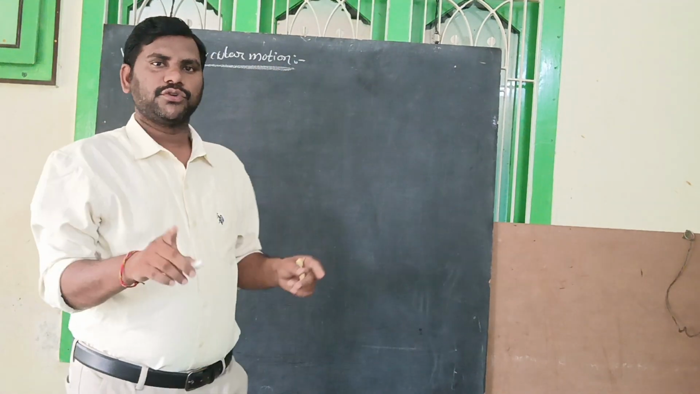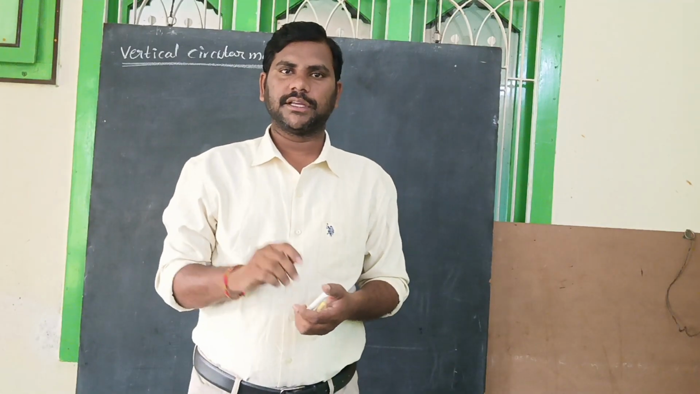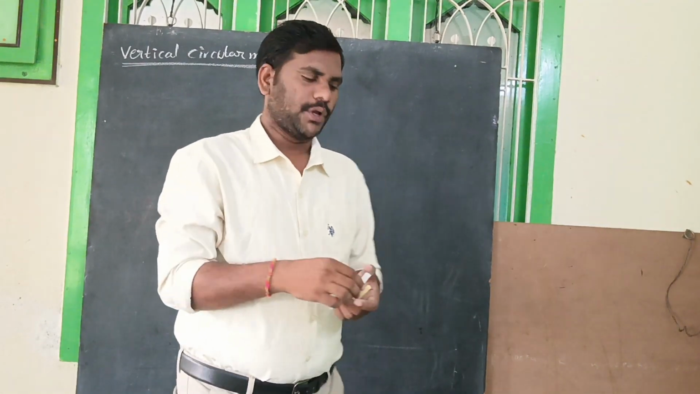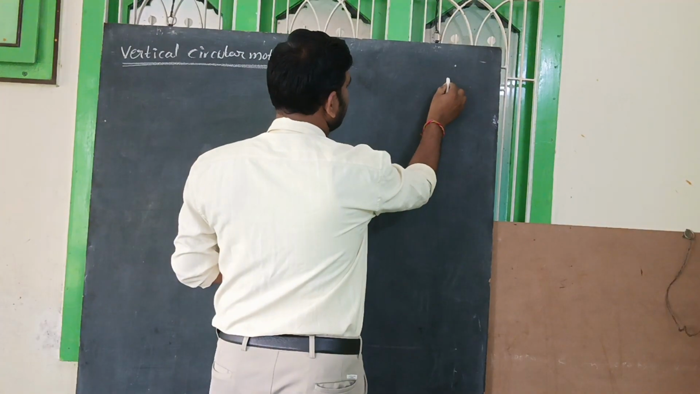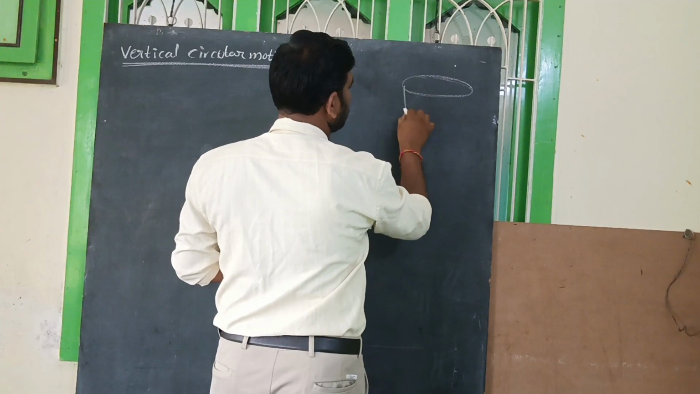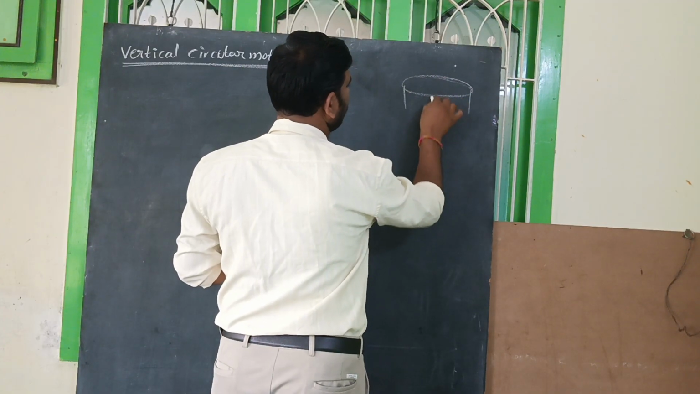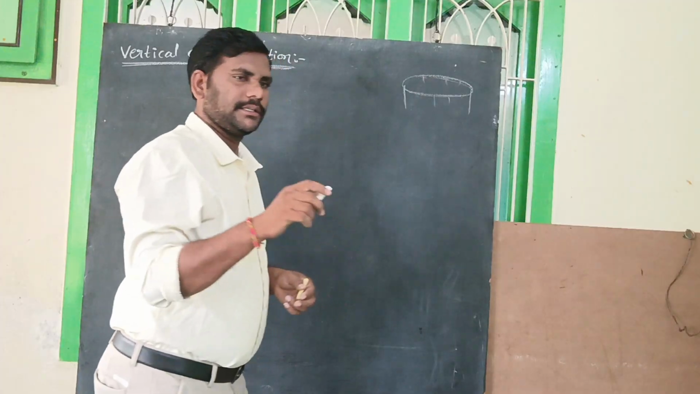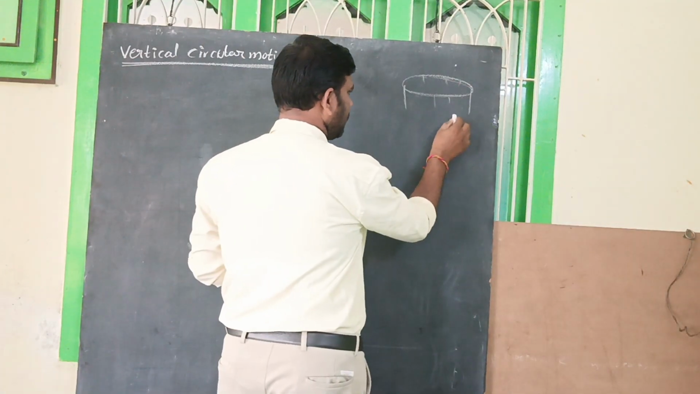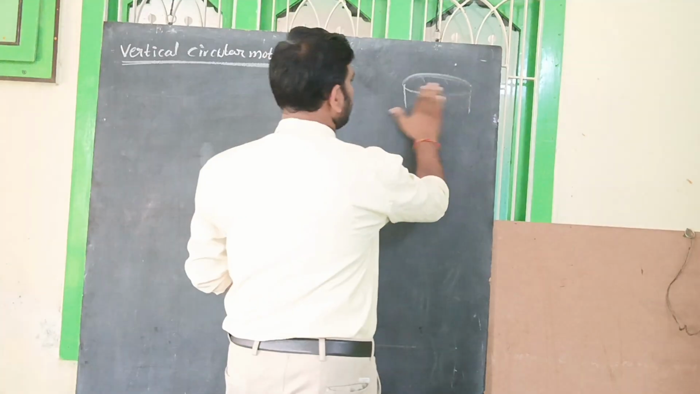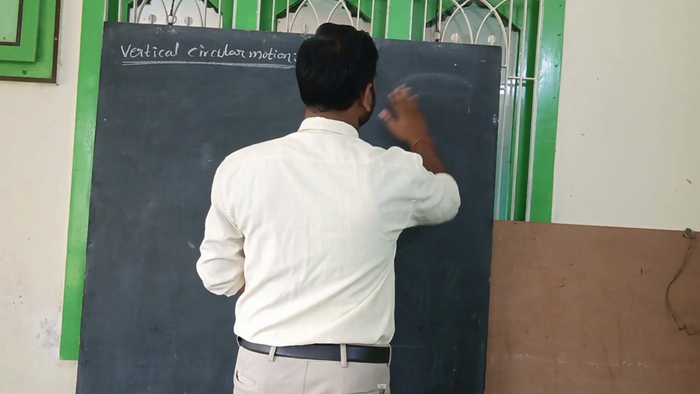So circular motion is mainly of two types: one is horizontal circular motion and the other is vertical circular motion. In horizontal circular motion, we can consider the same height at any point. But in vertical circular motion, we consider different heights at the lowest point and the highest point.